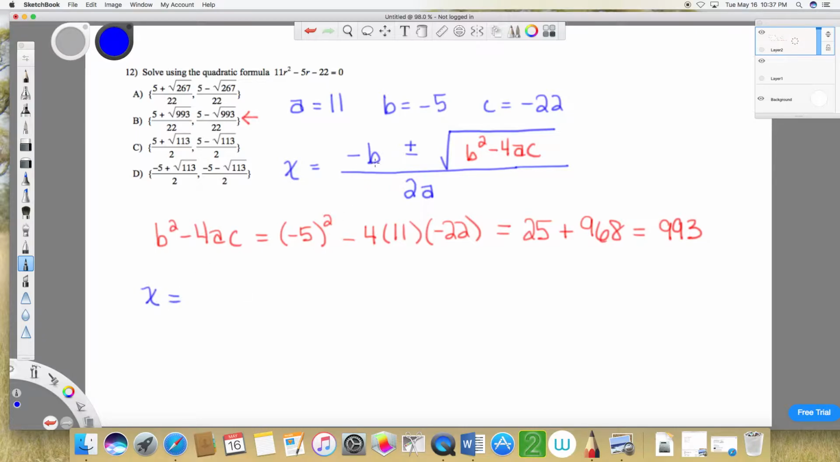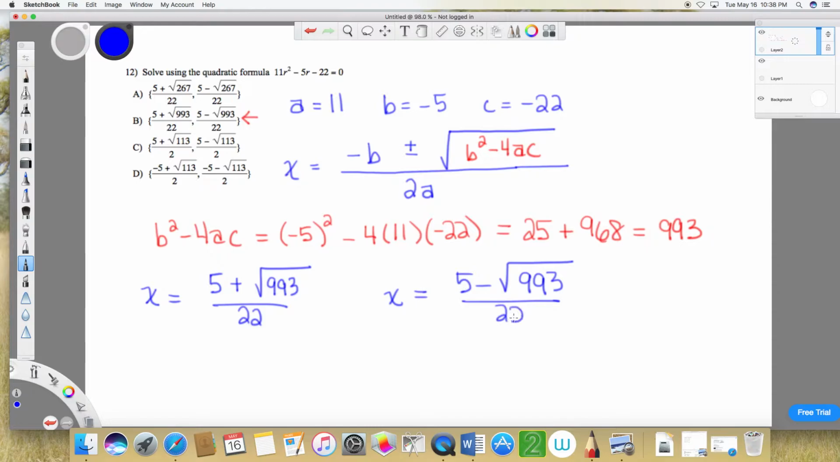Take the opposite of B. The opposite of -5 is +5. And I'm going to do the addition first of these two. So I'm going to have plus, I've got my square root, and I've already done the discriminant. I've already figured out what this number is. It's 993. And that's being divided by 2 times A. 2 times 11 is 22. Or we have x is equal to, with the subtraction, 5 minus the square root of the discriminant divided by 22.